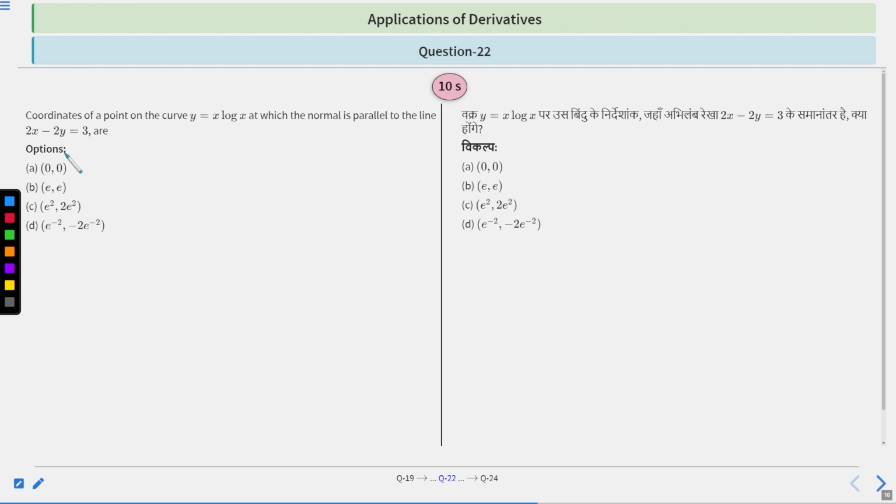So you have 10 seconds to solve this question. After 10 seconds, we will discuss the solution.